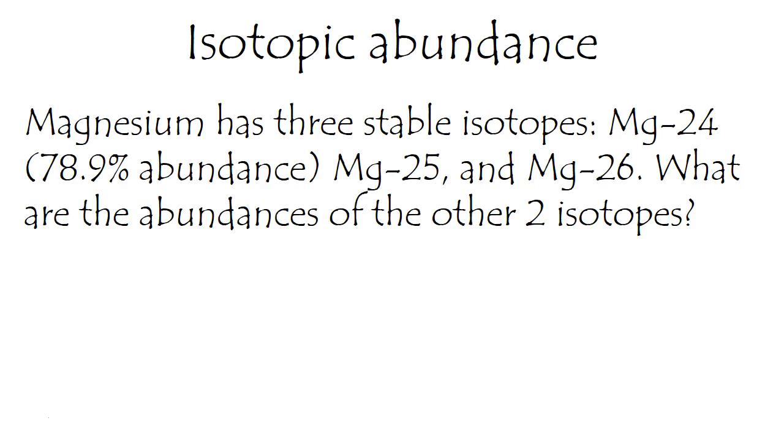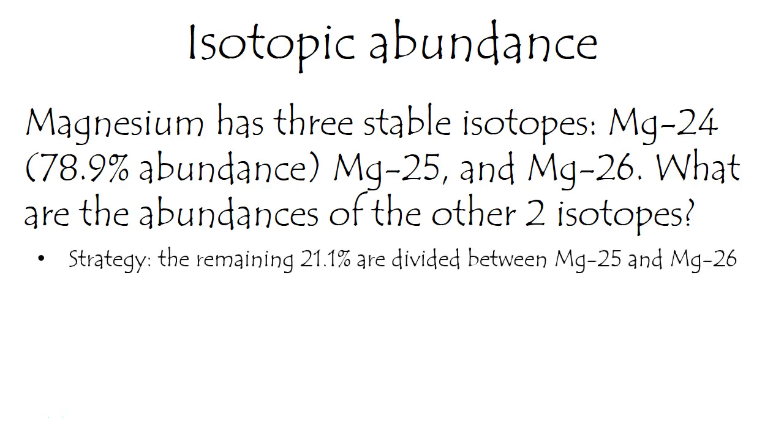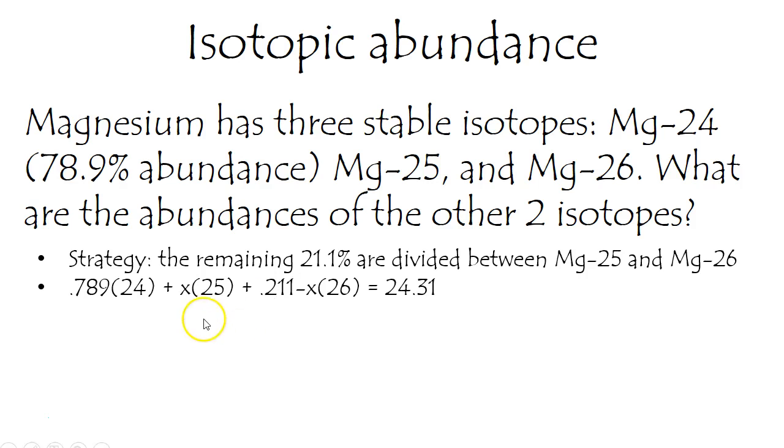Well, we solve this using a weighted average type setup. For example, we know that the remaining 21.1% are divided between magnesium 25 and magnesium 26. Therefore, 78.9% of it is 24, and the rest is 25 and 26. Since the rest adds up to 21.1%, and we're using decimals, that means 0.211, we can call them x and 0.211 minus x. Plug that through to solve for x, and you find that x is 0.119.